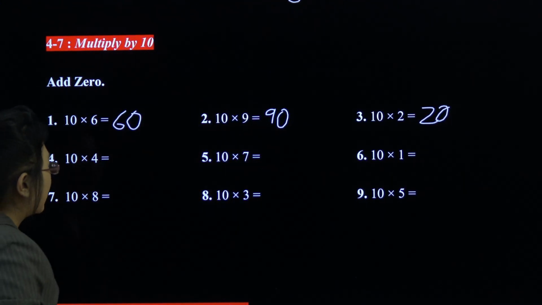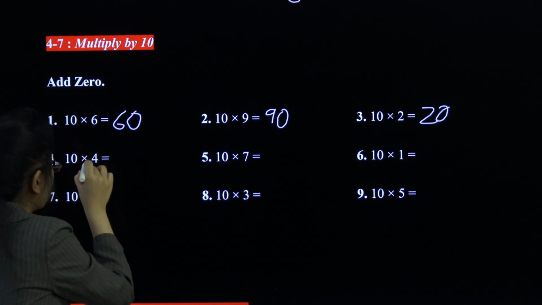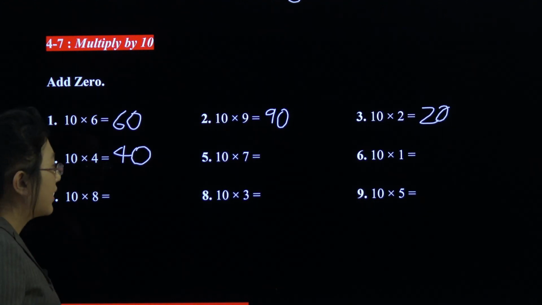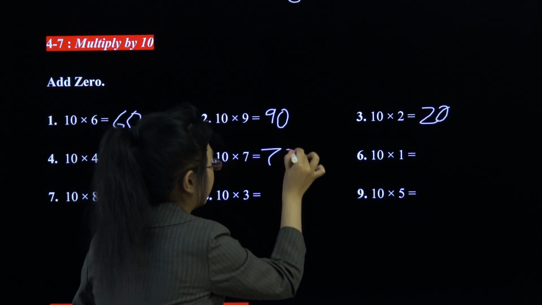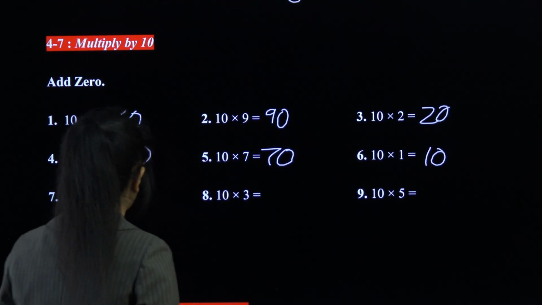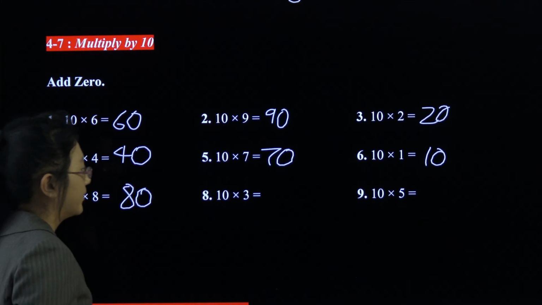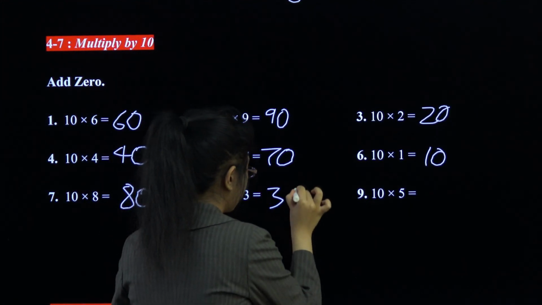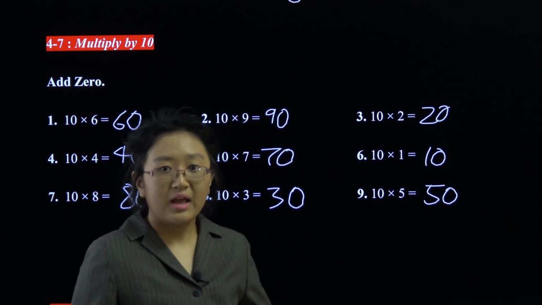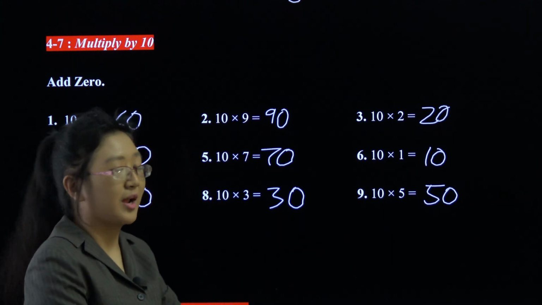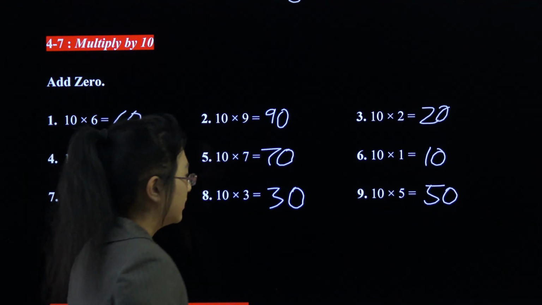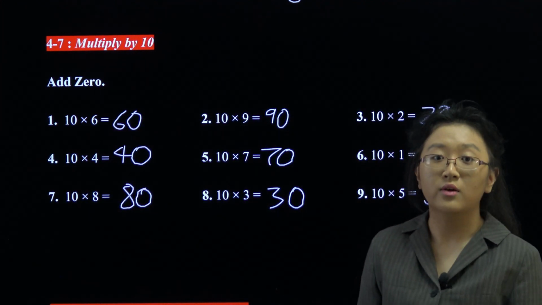But, well, because it's just multiplying by 10, you take the number, say 10 times 4, you take 4, you add 0. 10 times 7, you take 7, you add 0. 10 times 1, you take 1, you add 0. 10 times 8, you take 8, you add 0. 10 times 3, you take 3, you add 0. 10 times 5, you take 5, you add 0. If it was a multiple of 10, say 20 times 5, then it'd be 2 times 5, which is 10, and then you add 0 and you get 100. 20 times 5 is, in fact, 100.